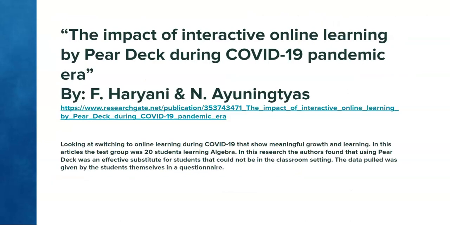contexts. So for this one right here, we have this other article, the impact of interactive learning by Pear Deck during the COVID-19 pandemic era. These are by the two people, I'm sorry if I butcher their names, Haryana and Ayinitias. The link is provided. But in this particular article, they look at what online learning looked like before and after COVID, and look at the meaningful growth in learning that takes place.